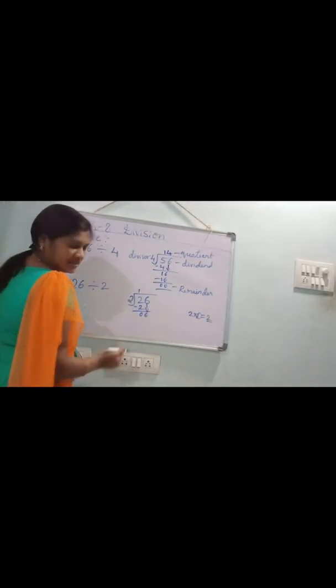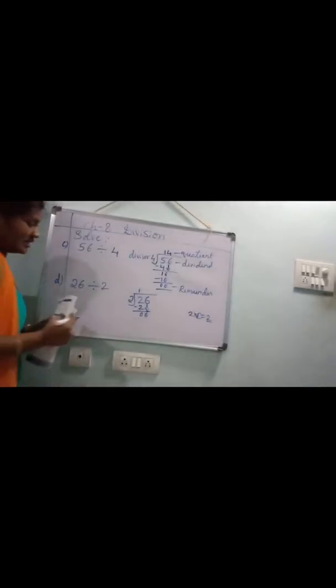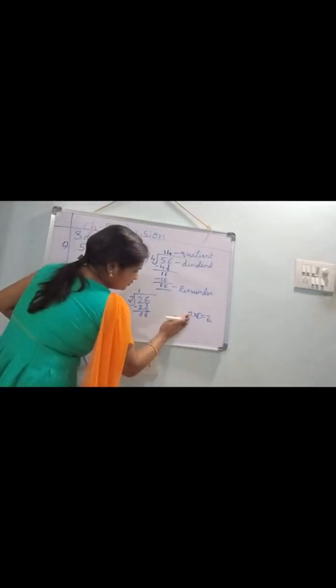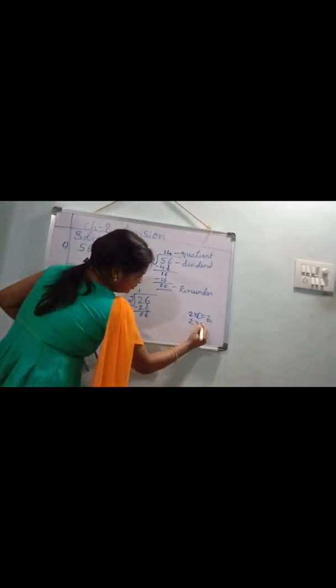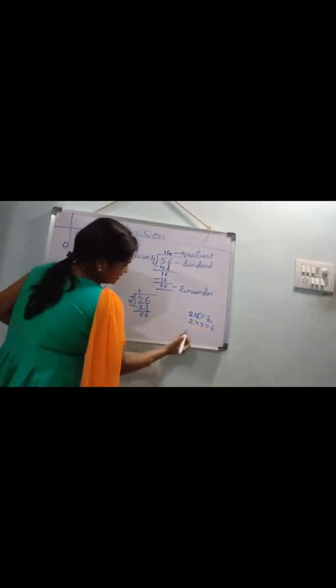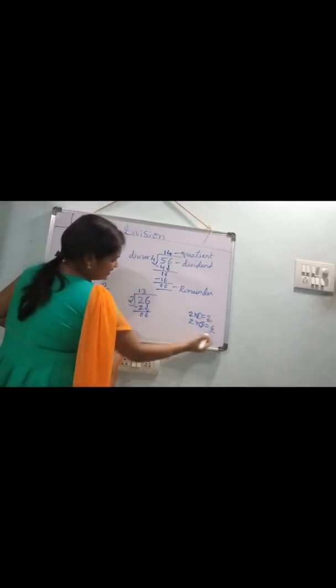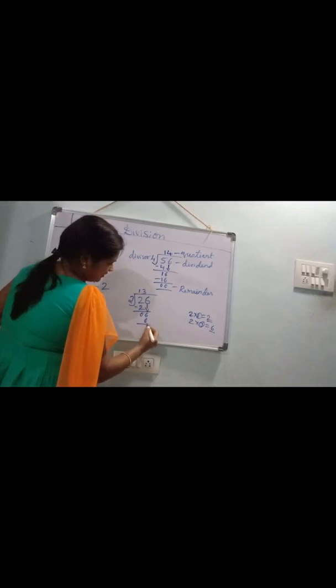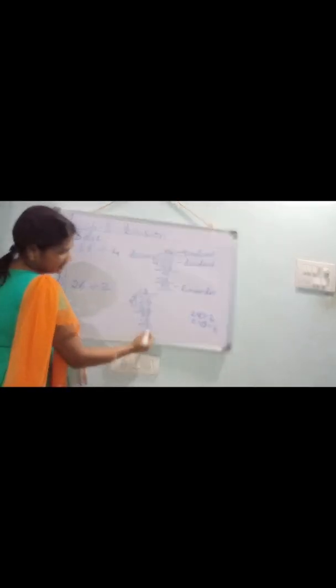Again, you should see whether you can divide this or not. In the 2 table, will 6 come or not? Yes, it will come. 2 into 3 is 6. As this is the quotient, you should write it here. This 6 you should write here. Minus you should do. 6 minus 6, 0.